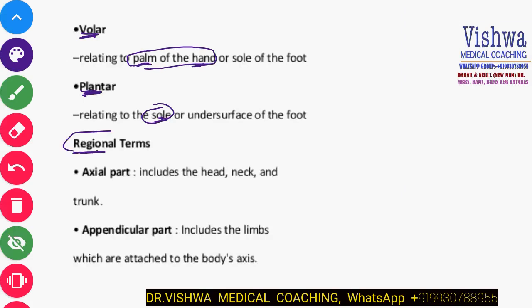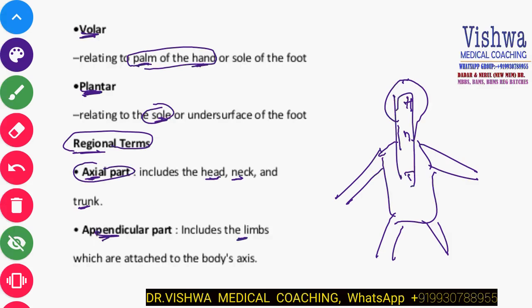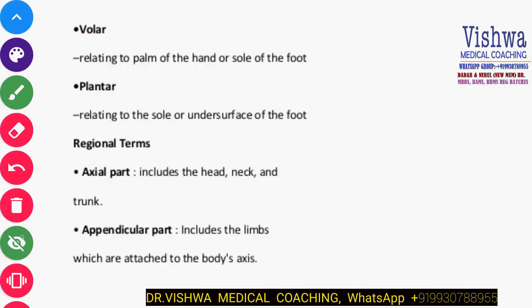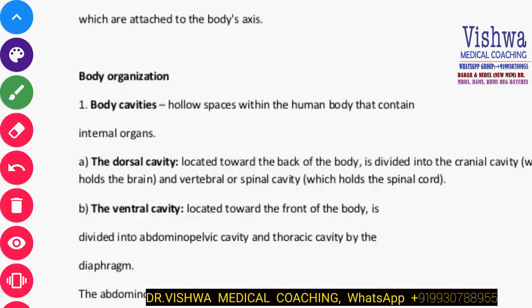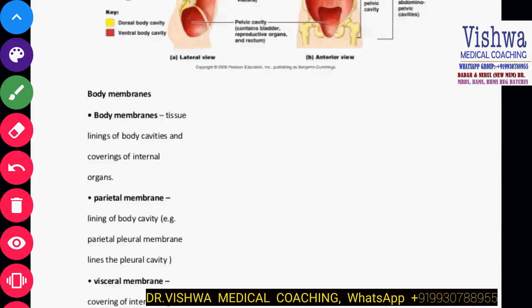We also have regional terms. The axial part includes the head and neck, which are in the center, and the trunk. Let's say we have a human being like this. So the axial part includes the head, neck and the trunk, whereas the appendicular part includes the limbs attached to this. So upper limbs and lower limbs become the appendicular part. Again, these terminologies will be coming up in the next topics or chapters. The cavities and all these things are not important.